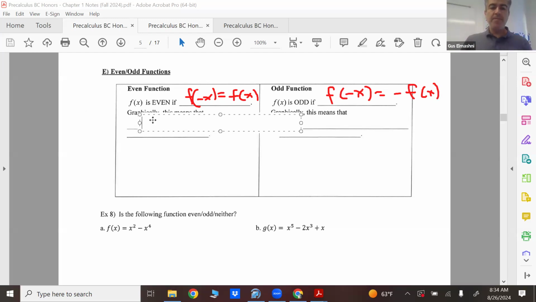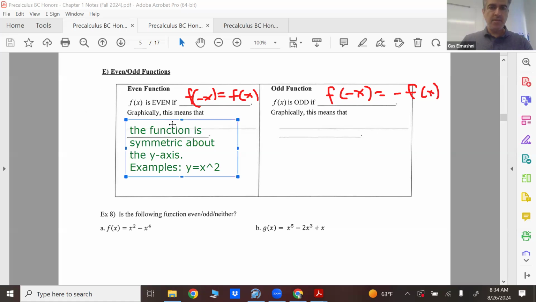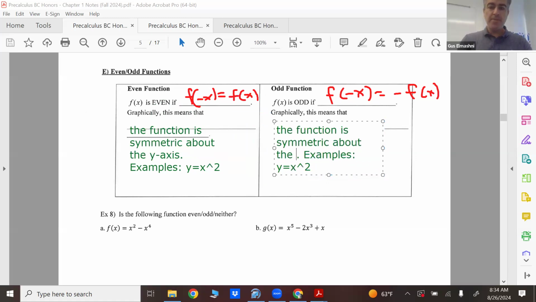Graphically, what that means is that the function is symmetric about the y-axis. Examples, y equals x squared. That's a great example. And let me copy and paste. That's why I love Zoom. Here the function is symmetric about the origin. For example, y equals x cubed.